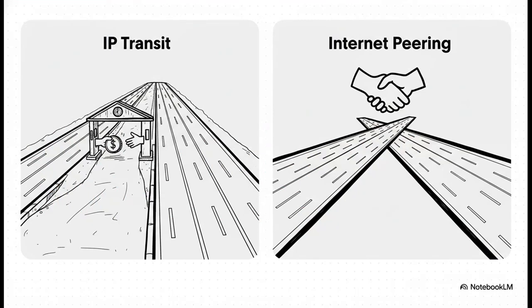So while all the smaller networks are using that IP transit, the toll booth model, Tier 1 providers connect using something totally different called internet peering. It's basically a handshake agreement. They say to each other, hey, I'll carry your traffic for free if you carry mine, because, well, they both get huge benefits from having direct access to each other's massive networks.